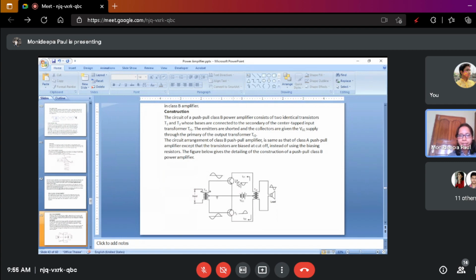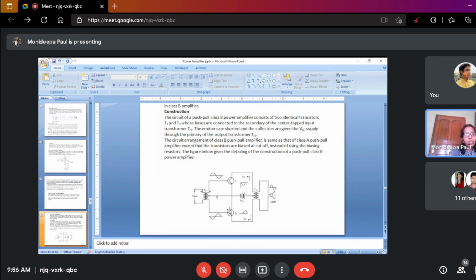So next, the circuit arrangement of the class B push-pull amplifier. This is the class B amplifier, but this is a push-pull arrangement. Here you see, according to the class B amplifier, only during the positive half cycle of the input AC signal we get the collector current. During the positive half cycle, we get the collector current from this transistor. This other transistor is connected in the opposite fashion, so the negative half cycle of the input AC signal appears as a positive half cycle for this configuration.